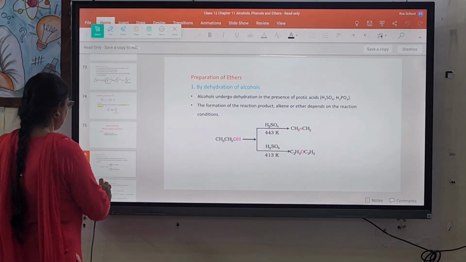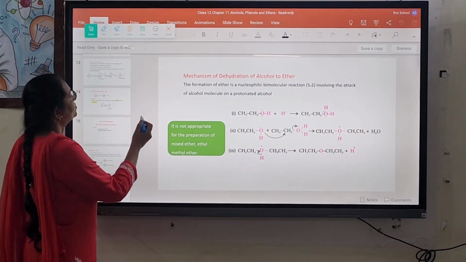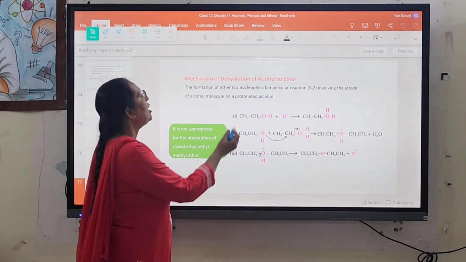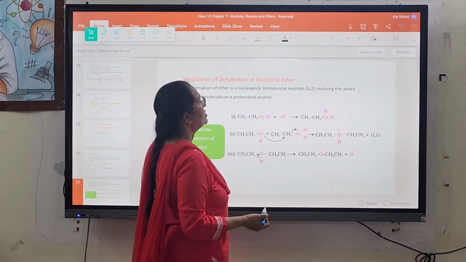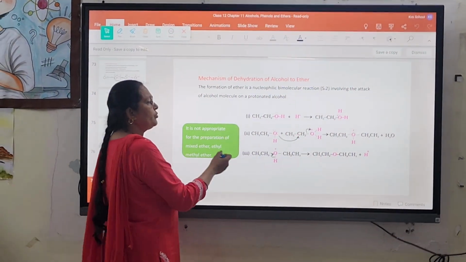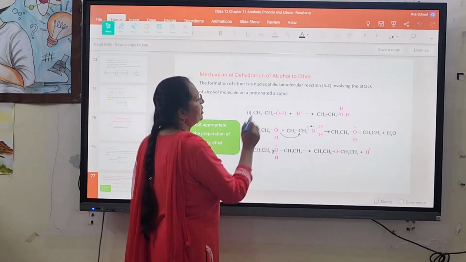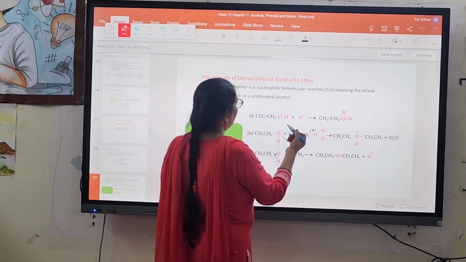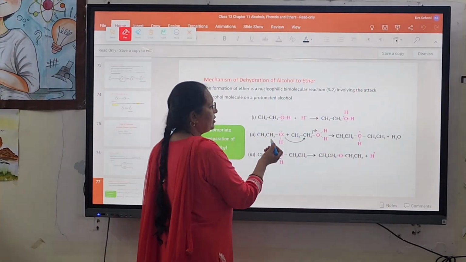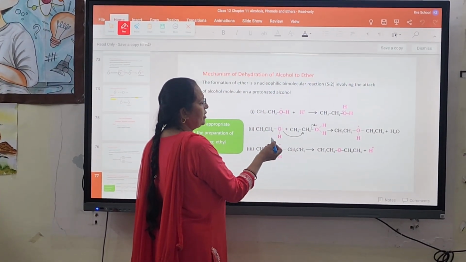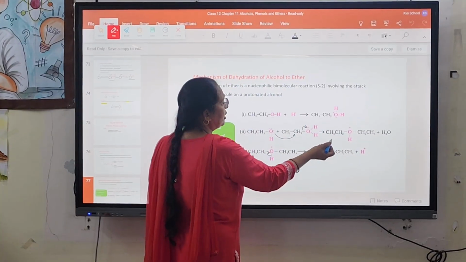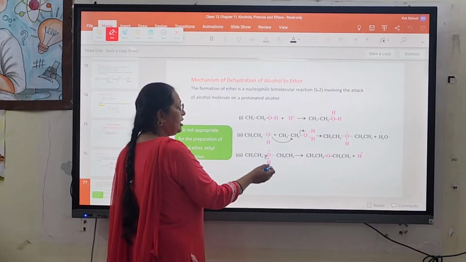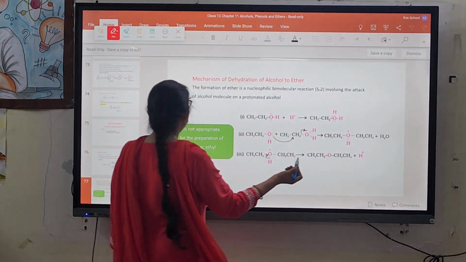The mechanism of this reaction is as follows. The mechanism takes place in 3 steps. It is a nucleophilic bimolecular reaction, SN2, and the attack of alcohol molecules takes place on the protonated alcohol. In step 1, the protonated alcohol is formed, and then the alcohol, ethanol, attacks the protonated alcohol, the oxonium ion is formed, and which by the deprotonation gives the dialkyl ether.